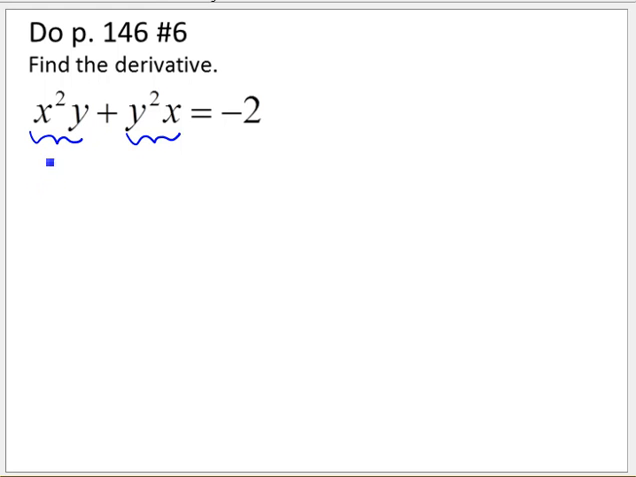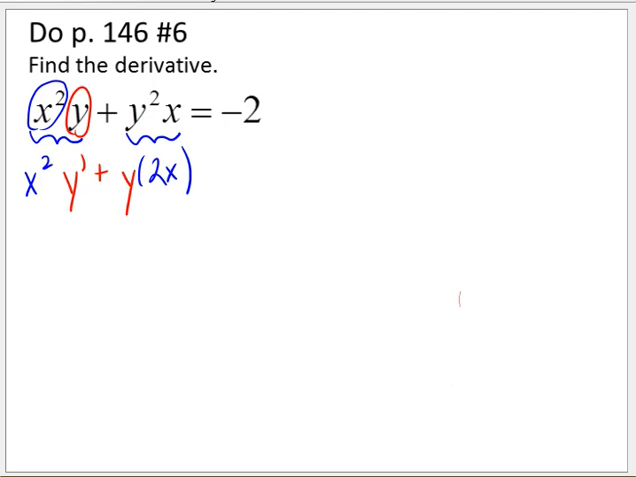Product rule says first times the derivative of the second. Now the derivative of a y is dy over dx, or y prime, plus the second, which is y, times the derivative of the first, which is 2x.